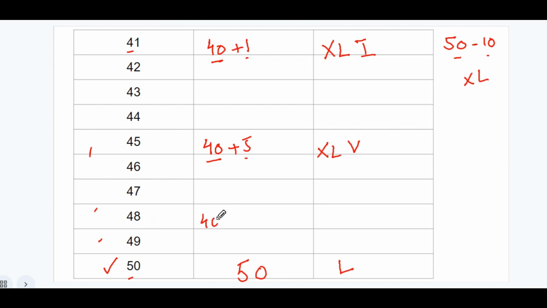48 is again 40 plus 8, which will give you XL plus 8. So what is 8? 5 plus 3 times I: V, and 3 times I. So this is your 48.